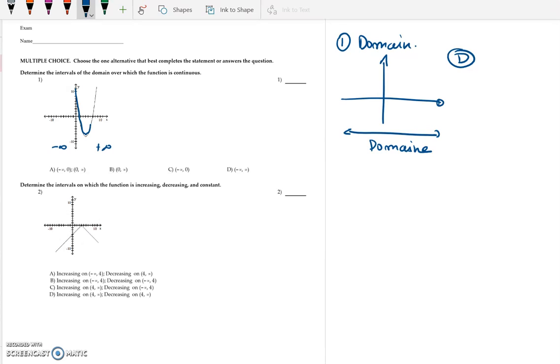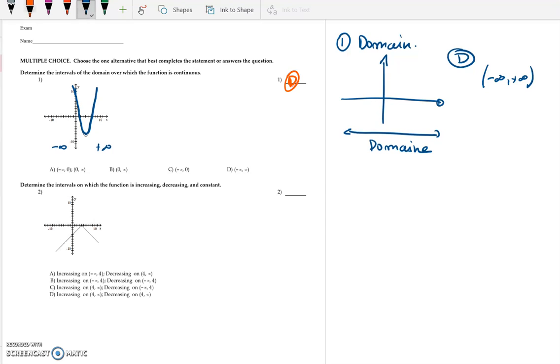And what is a continuous function? It is when my pencil has not been removed from the screen right here for me, the paper for you, to be able to go from one side of the function to the other side. So the domain is minus infinity to plus infinity. So the answer is D. I'm going to take the next one a little bit bigger.